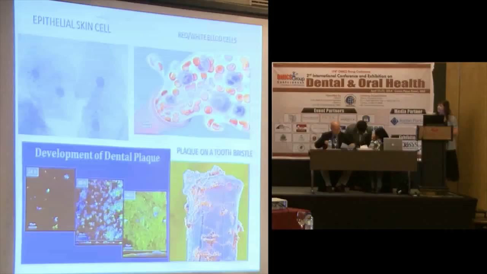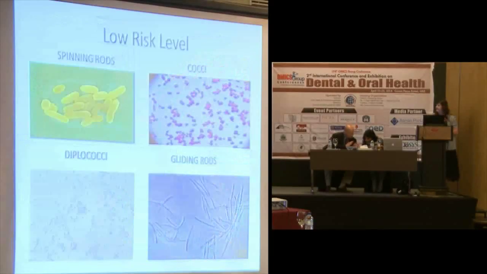This is the development of plaque from 24 hours up to 96 hours. And this other one is plaque on the toothbrush. This is what the plaque looks like with the phase contrast microscope. I just thought it was nice to see it on one bristle.